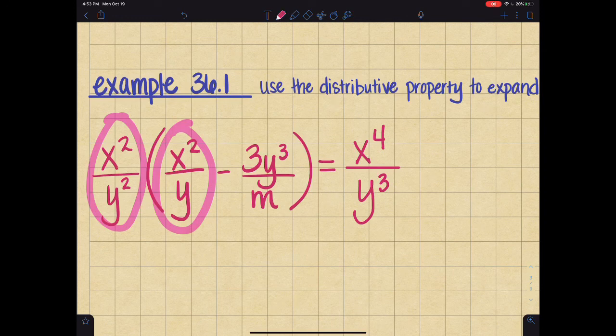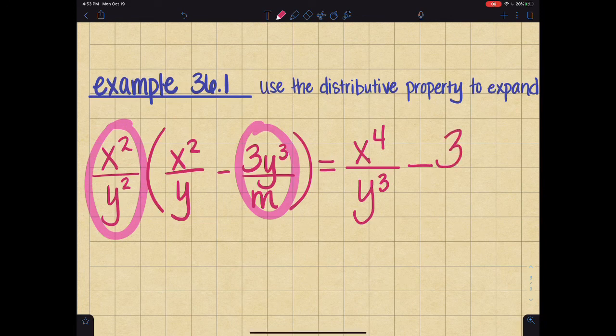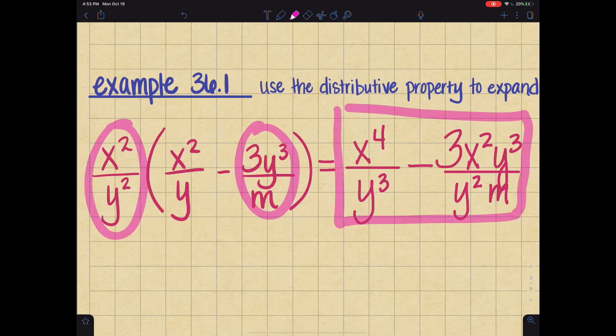Okay, now we're going to put a subtraction sign because of that subtraction sign in the middle, and we're going to do the second multiplication problem, which is this times this. Okay, so x squared times 3y to the 3rd. So I'll just do 3 first because that's like the coefficient, and then I'll do x squared, and then I'll put the y cubed. Okay, and then on the bottom of that, I'm going to put y squared and m, okay? And then basically that's it. That's all they expect us to do. Just get it to this point, and then we're good.